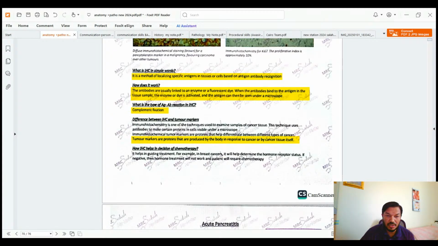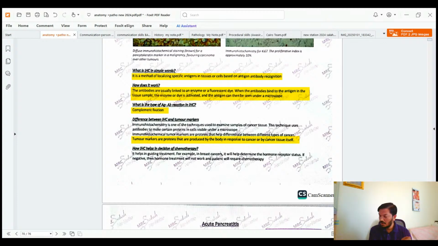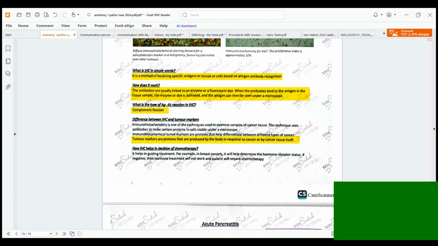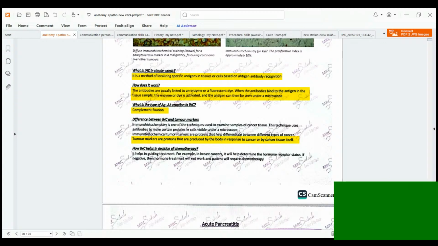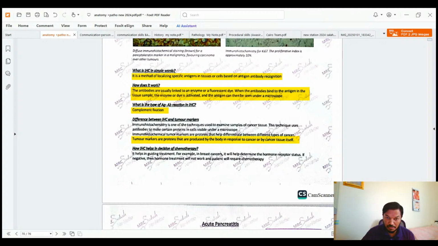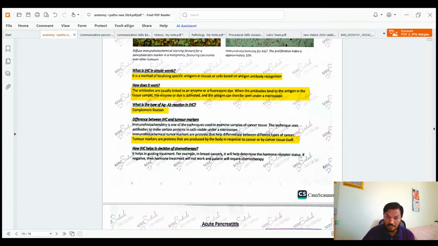How does immunohistochemistry help in the decision of chemotherapy? It helps in guiding treatment. For example, in breast cancer, it will help determine the hormone receptor status. If negative, then the hormone treatment will not work, and the patient will require chemotherapy.